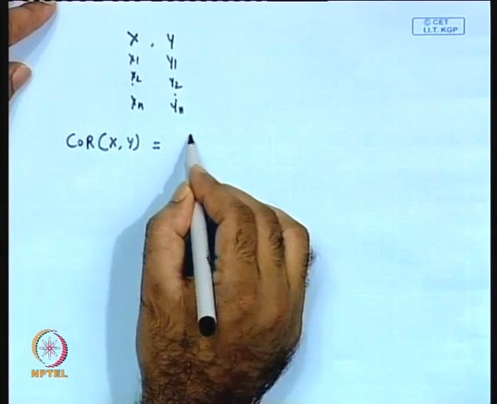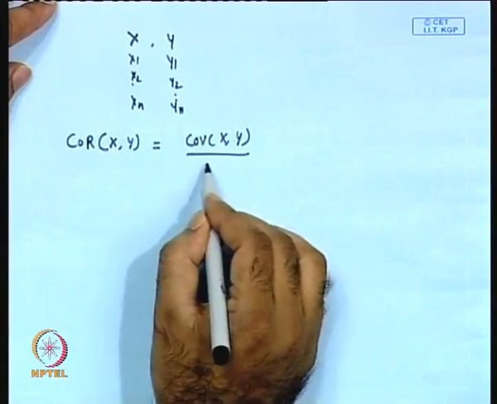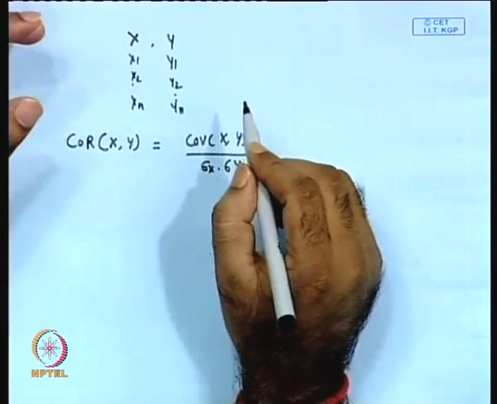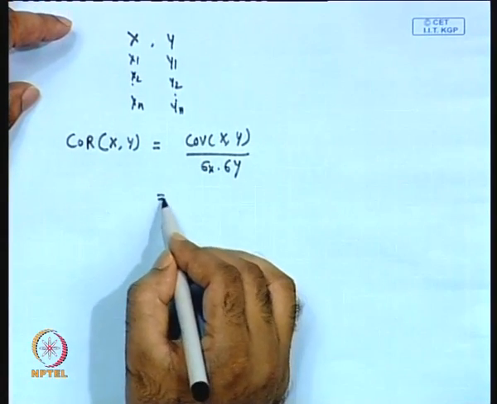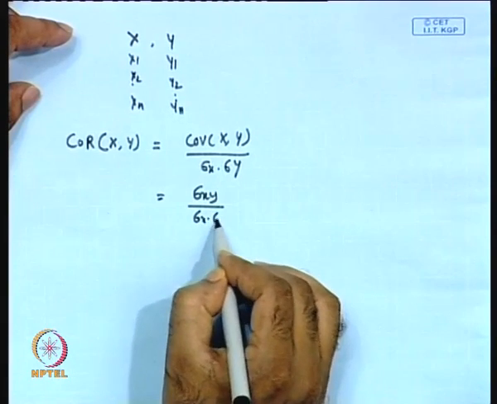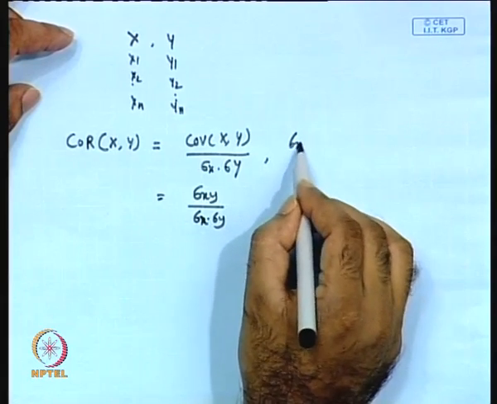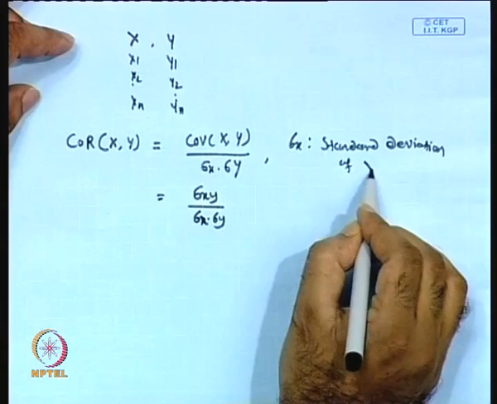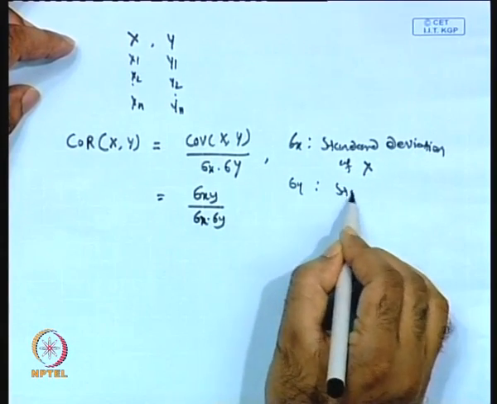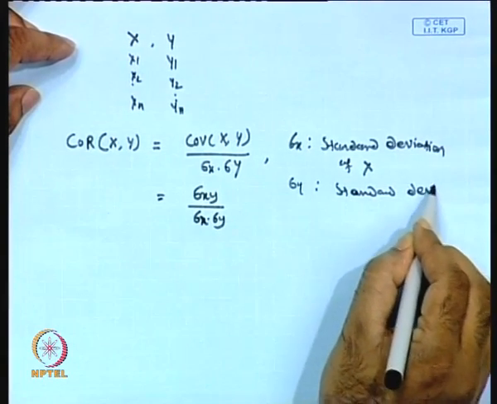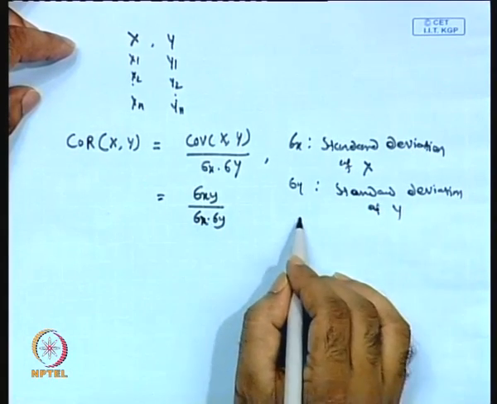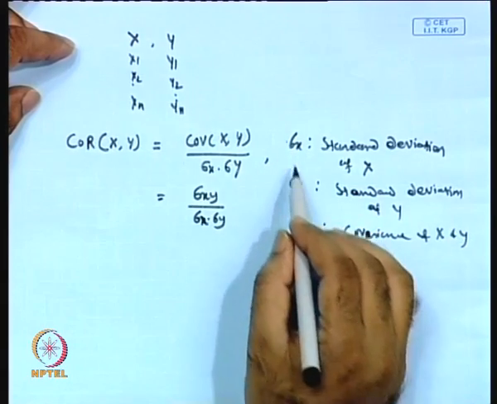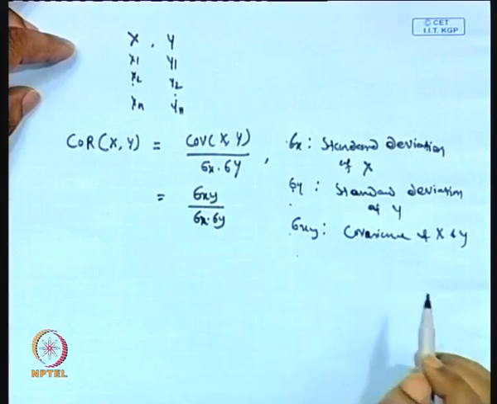Then correlation of x, y is nothing but covariance of x and y divided by sigma x into sigma y. Okay. So what is sigma x and what is sigma y, that is the issue here. Sometimes it is represented as sigma xy by sigma x and sigma y, where sigma x stands for standard deviation of x, and sigma y represents standard deviation of y, okay, and sigma xy represents covariance of x and y. So sigma x sigma y is the product of univariate modeling and sigma xy is the product of bivariate modeling.